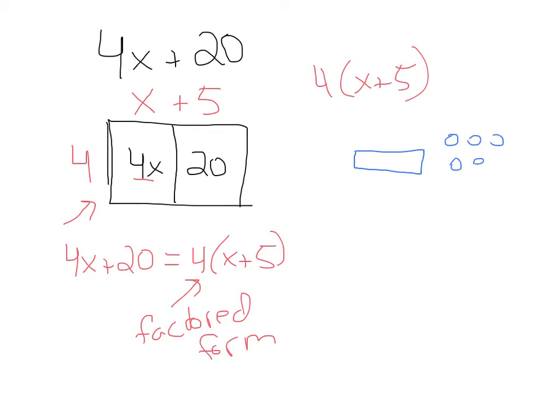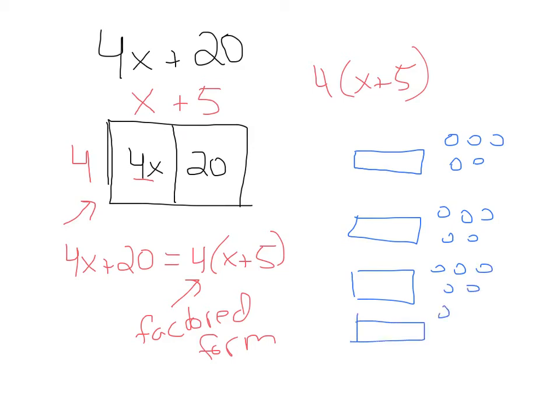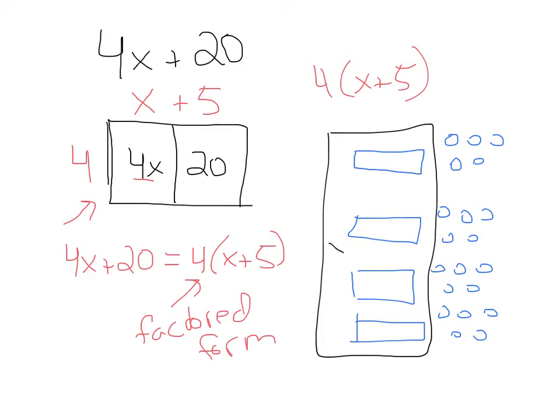Now let's say I wanted 4 groups of those. So I would redraw the same thing. There's another 1, 2, 3, 4, 5, because I need 4 groups of the same thing. And now I'm going to look at, well, what do I have in total? Well, here I have 4 x tiles. And then right here I have, well, I had 5 times 4, so I have 20 individual pieces.